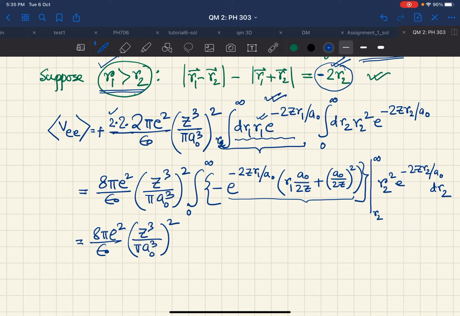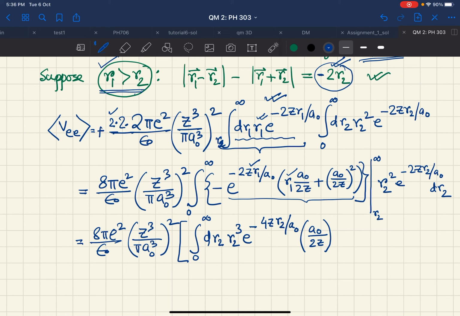And this is going to give us the integral from 0 to infinity dr2 r2 cubed e to the minus 4z r2 by a0 times a0 by 2z. What happened is the following. Once I put the limit, the lower limit r2, all this becomes minus e to the minus 2z r2 by a naught. This also becomes r2 a naught by 2z. So that's why everything is here like this, a naught by 2z.